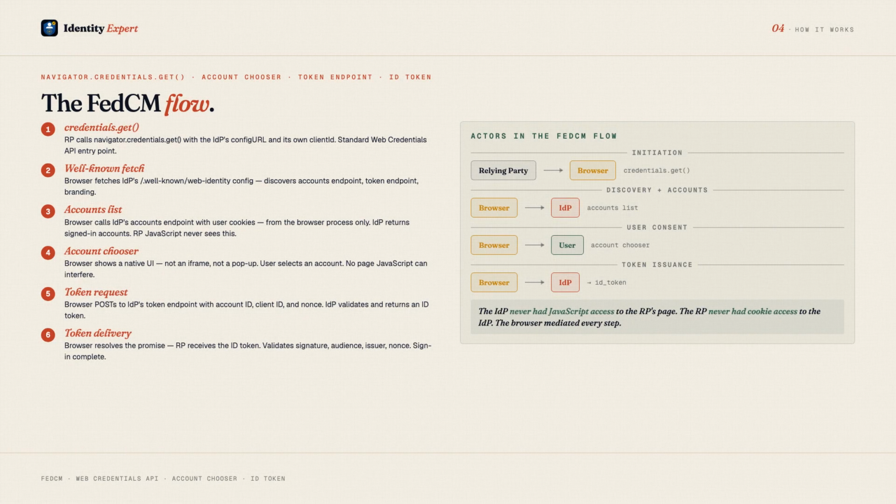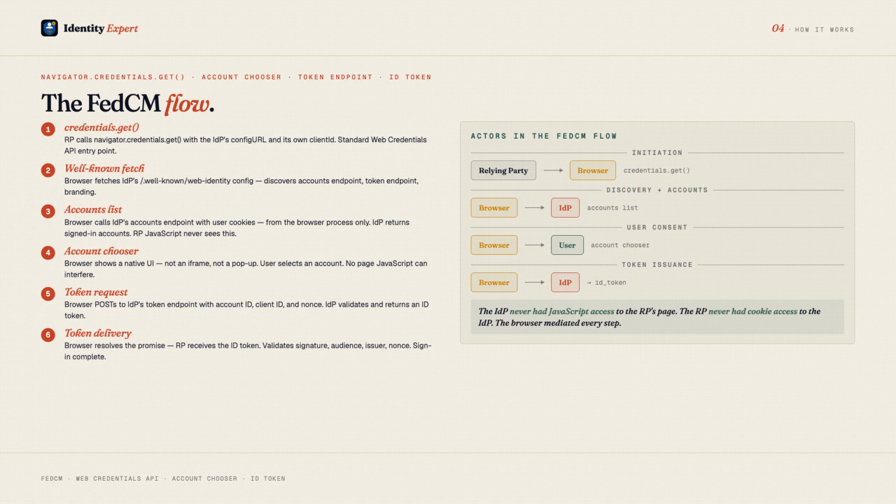FedCM introduces a browser-mediated identity flow with 6 steps. Step 1. The relying party calls navigator.credentials.get, passing a federated credential request that includes the identity provider's config URL and the relying party's client ID. This is the entry point, a standard web credentials API call.